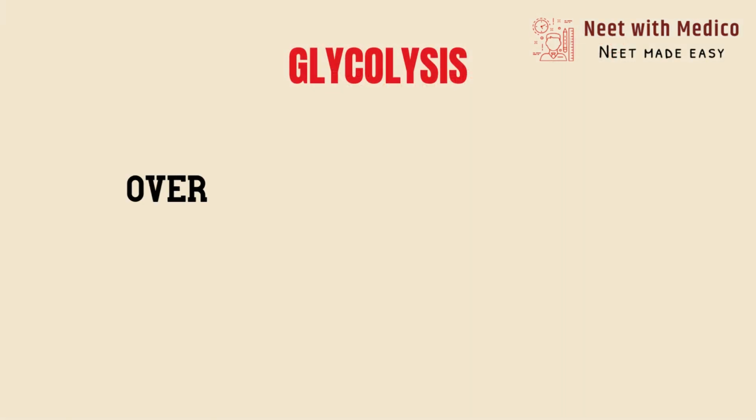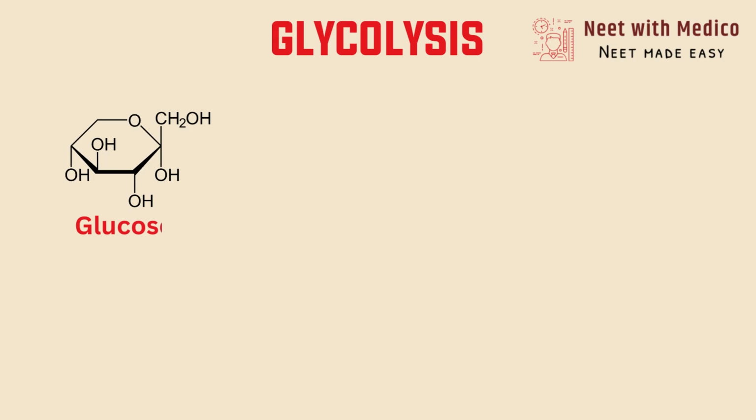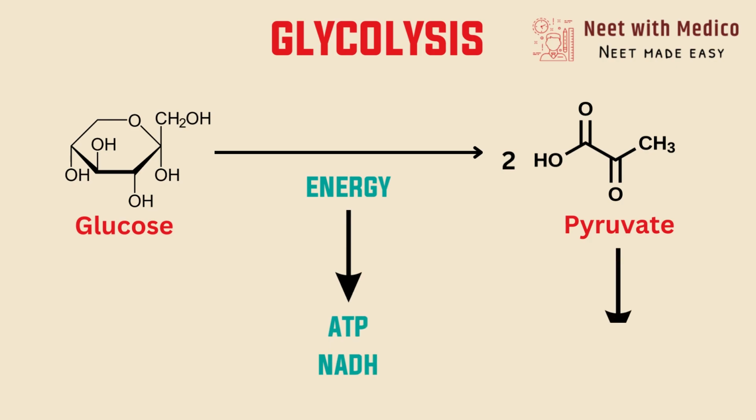First, we will have an overview of this process, and then we will study the various reactions involved in glycolysis. In glycolysis, one molecule of glucose, which is a 6-carbon compound, is broken down into 2 molecules of pyruvate, which is a 3-carbon compound. And during this conversion process, energy is released in the form of ATP and NADH. The pyruvate formed in this process is further utilized in various energy-producing pathways that produce more energy.